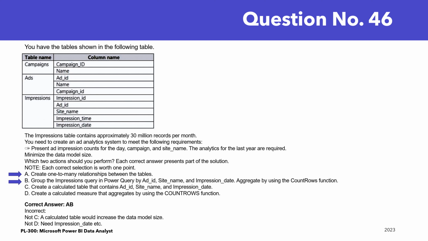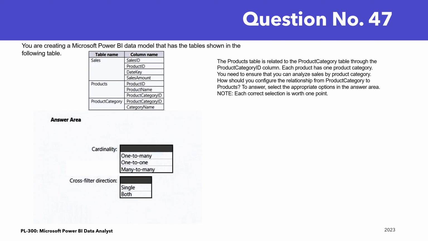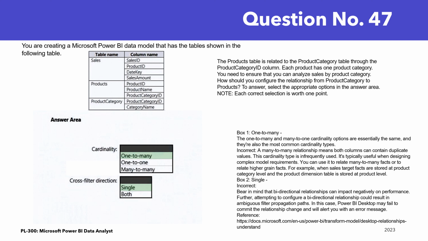You are creating a Microsoft Power BI data model that has the tables shown in the following table. The products table is related to the product category table through the product category ID column. Each product has one product category. You need to ensure that you can analyze sales by product category. How should you configure the relationship from product category to products? To answer, select the appropriate options in the answer area. Cardinality. One-to-many. Cross-filter direction. Single.